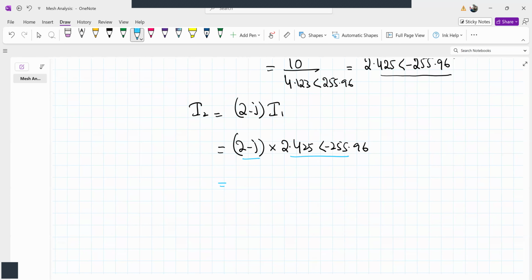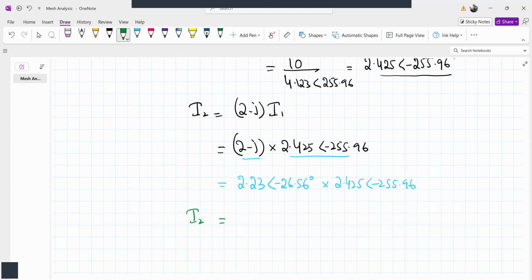So this will be the square root of 1 plus 4, square root of 5, which comes out to be 2.23 at an angle of tan inverse of -1 divided by 2. That is minus 26.56 degrees, multiplied by 2.425 at an angle of minus. There is something wrong with my I1. Please check this value again.